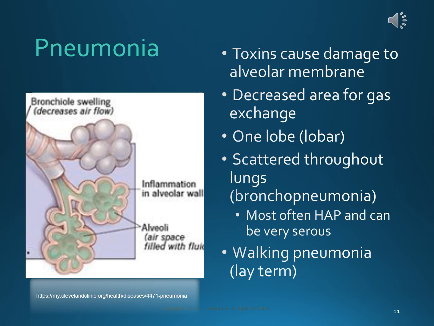And so this picture on the slide here gives you a good diagram of the inflammation in the alveolar walls, and the green stuff is the exudate that's in the alveoli, so you can see how the area for gas exchange can be reduced significantly depending on how much of the lung is involved.